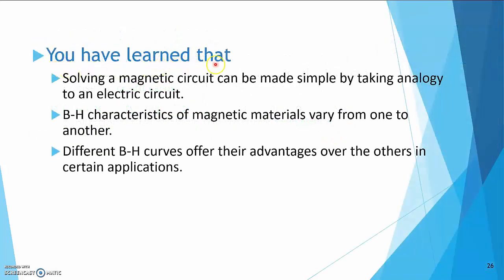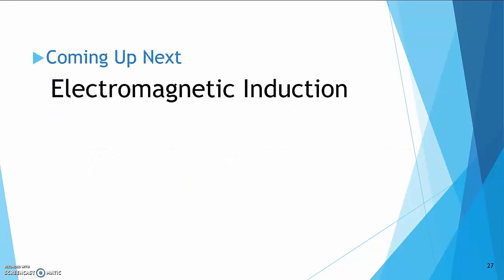In this video, you have learned that solving a magnetic circuit can be made simple by taking analogy to an electric circuit. B-H characteristics of magnetic materials vary from one to another, and you have learned different B-H curves offer their advantages over the others in certain applications. You will learn about electromagnetic induction in Part D.